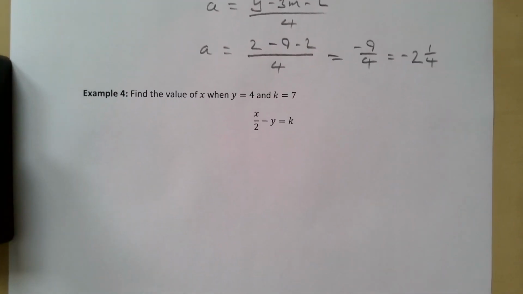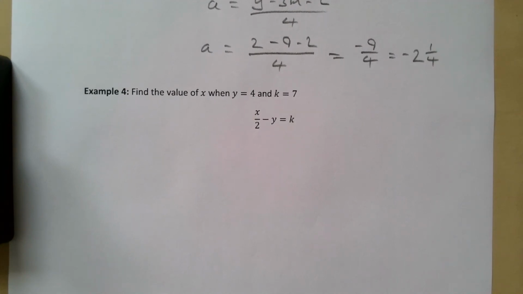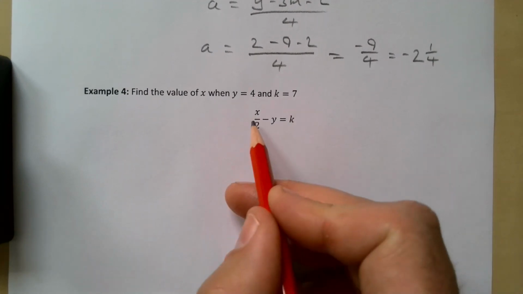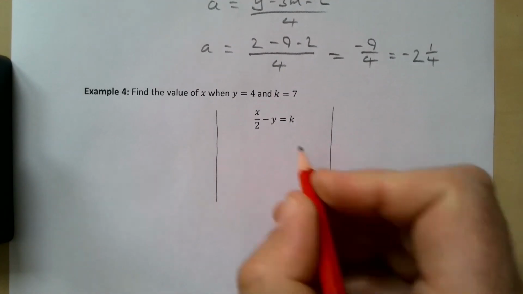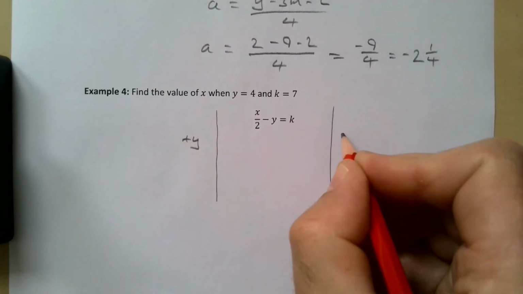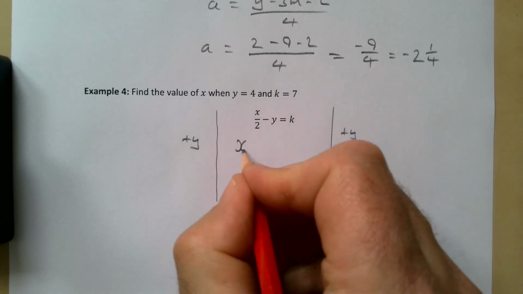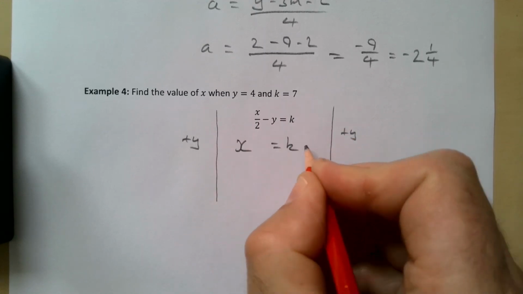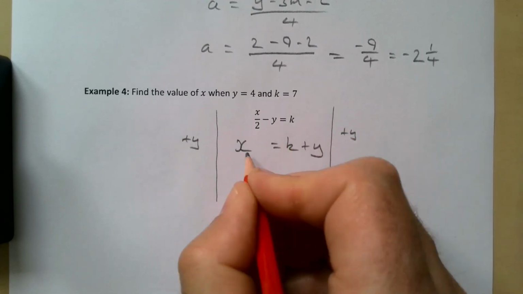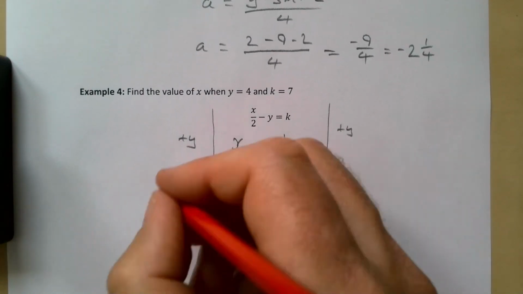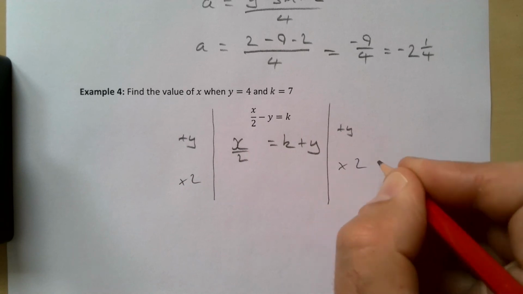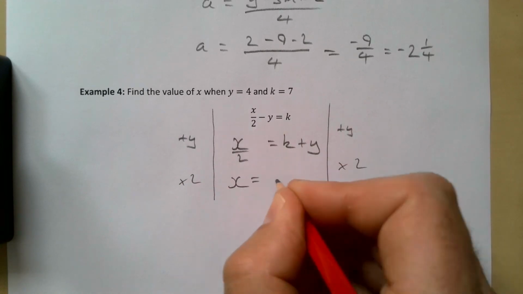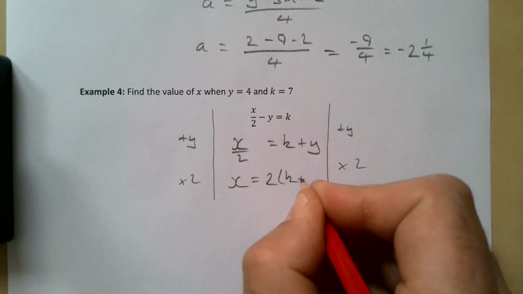Example 4, find the value of x when y is 4 and k is 7. So I'm going to rearrange again here. I have a y that I don't want, it's currently taken away, so I'm going to add y to both sides. x over 2 equals k plus y. Sorry, that's x over 2, apologies. I'm now going to times both sides by 2. x is currently divided by 2, so we're going to times both sides by 2. x equals 2 upon k plus y.